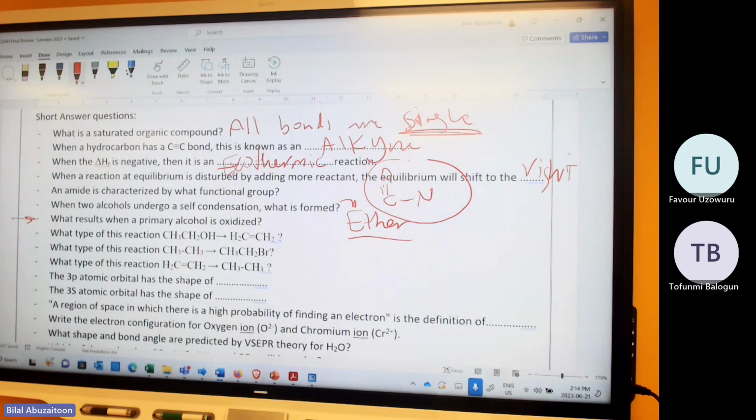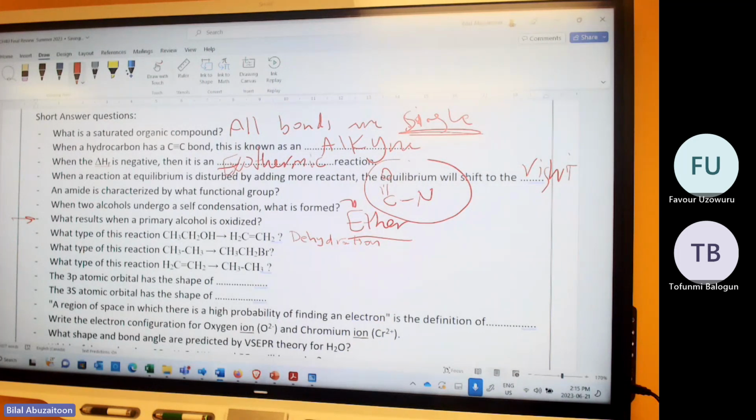Okay. What type of this reaction? CH3CH2OH, alcohol, to alkene. Taking out what? Water. Dehydration. So when is it called condensation? Dehydration is the same as condensation. Dehydration is just specific. Condensation is taking out HCl, HBr, H2O in general, but dehydration specifically for water.